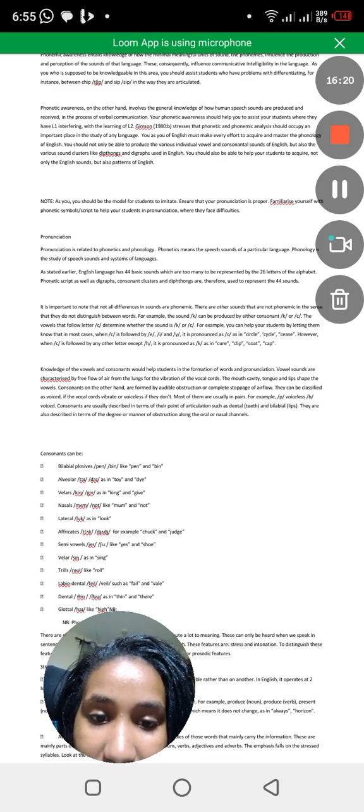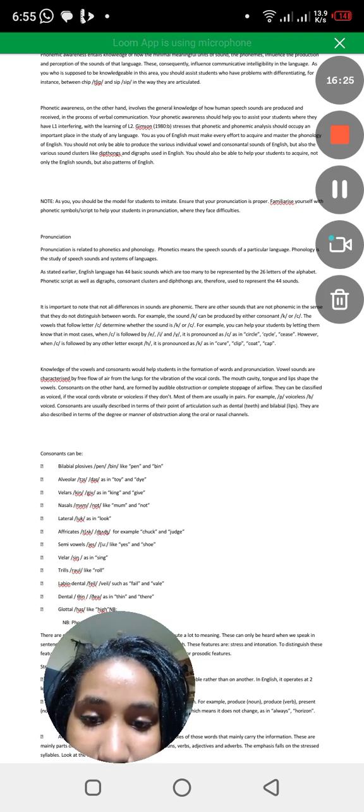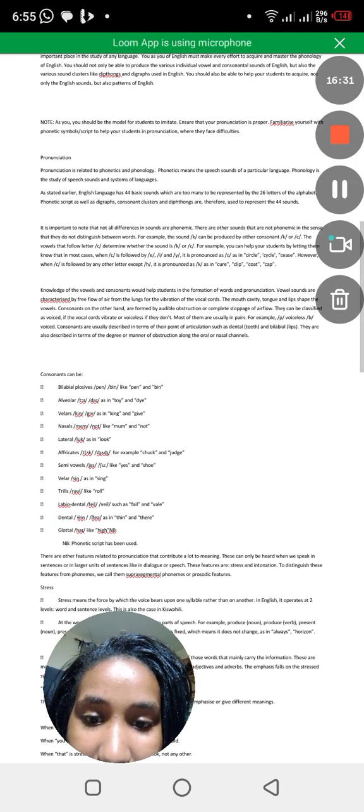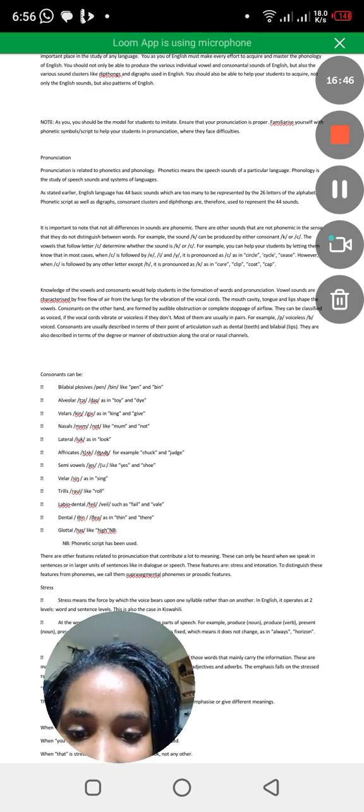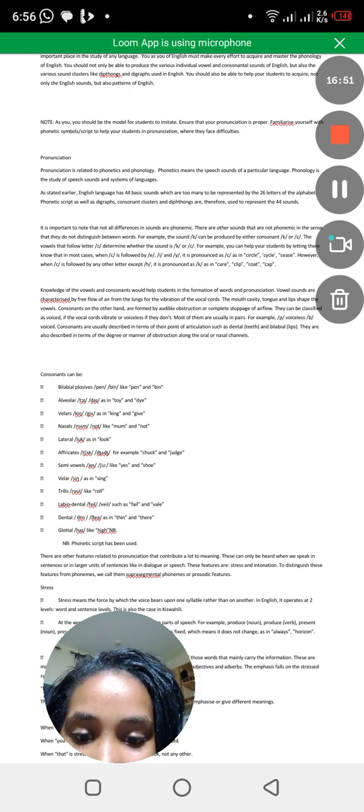At word level, stress distinguishes between parts of speech. For example, produce, noun, and produce, verb; present and present. In many other words, though, stress is fixed, which means it does not change. Intonation, on the other hand, is a fluctuation of voice pitch or speech melody as part of the structure of a sentence. This involves loudness, syllable length, and sometimes speech rhythm.